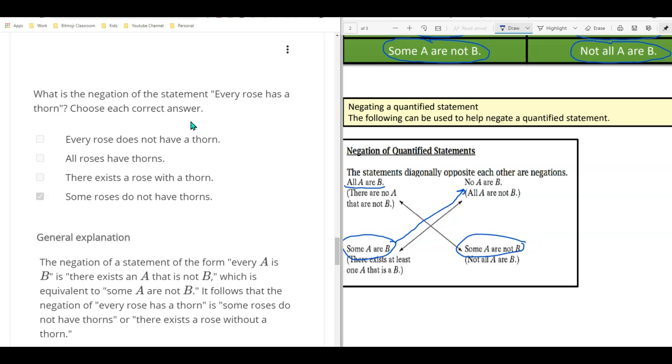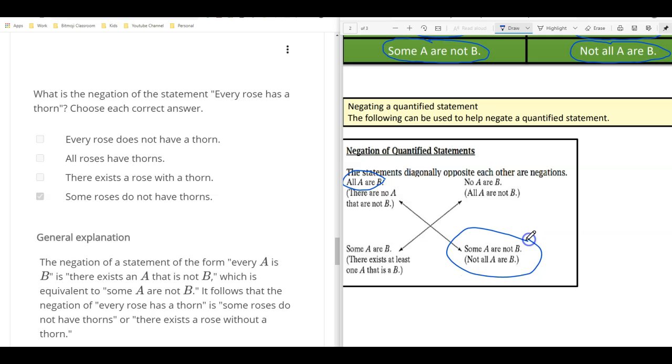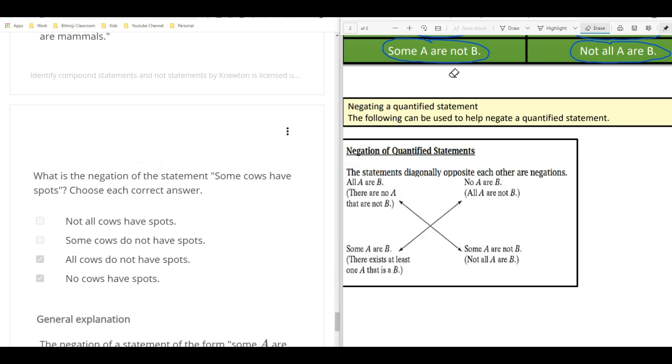All right, what is the negation of the statement every rose has a thorn? Choose each correct answer. So I'm looking at every rose has a thorn, and here I say all roses have thorns. Every is all. And the opposite is some A are not B. Let me erase this so you can see that better. Every rose has a thorn: all A are B. Some A are not B. So some roses do not have a thorn. That's your right answer.